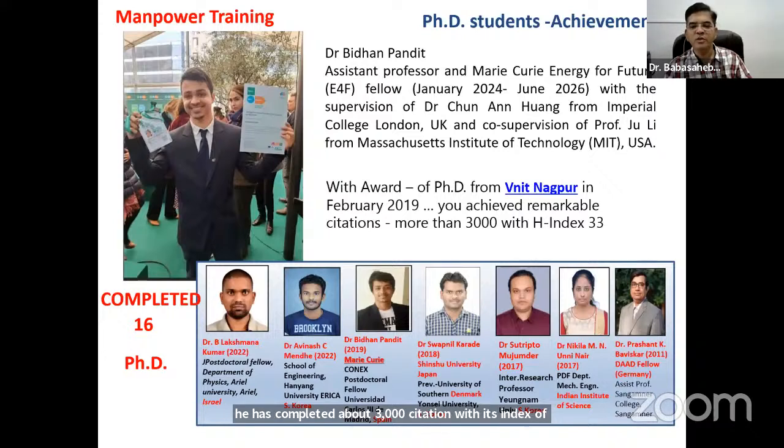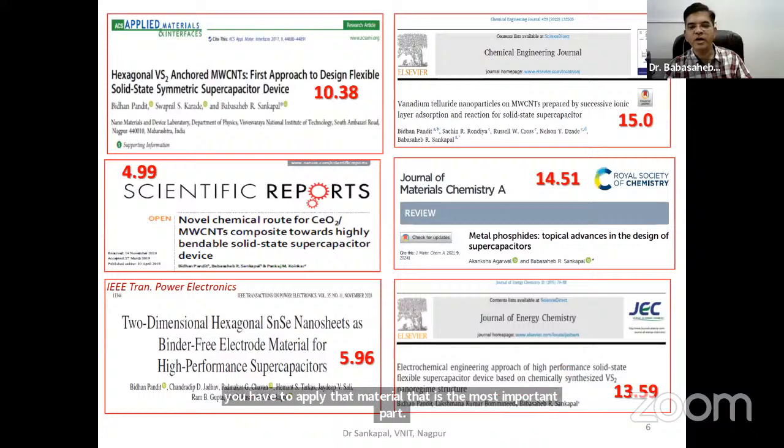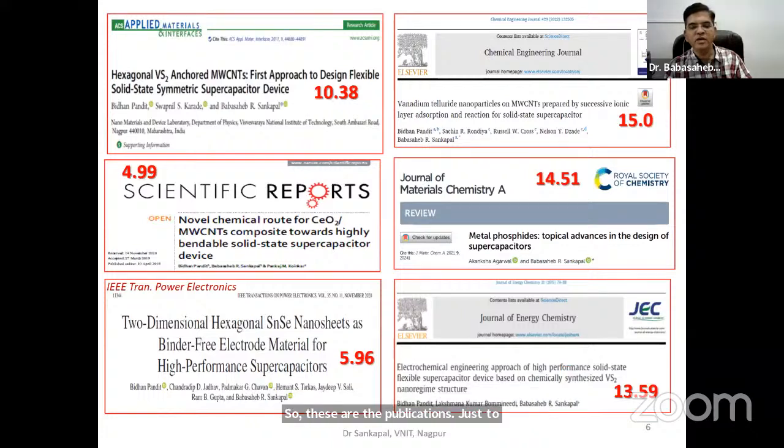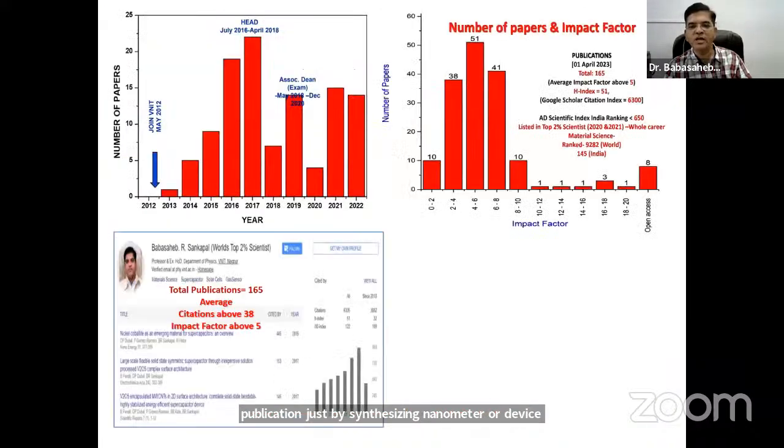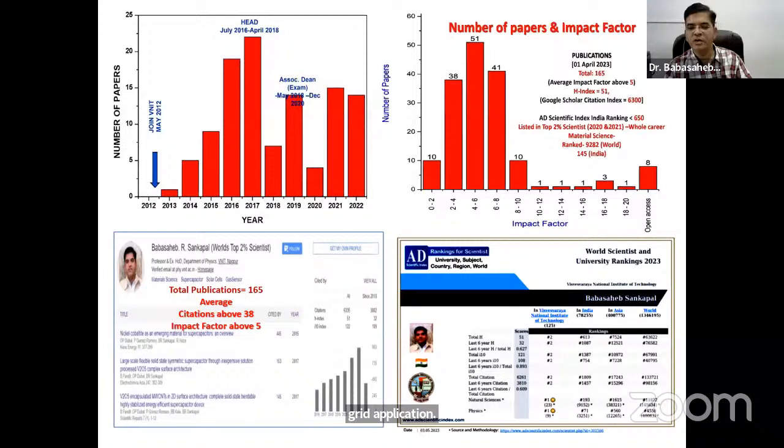So you can get an idea how a student can benefit from this method, not just to synthesize the material, but to apply that material. That is the most important part. These are the publications. Just to highlight that you can achieve good impact factor, good quality publications just by synthesizing nanomaterial for device grade application. These are the publications year wise that we have published in our group.